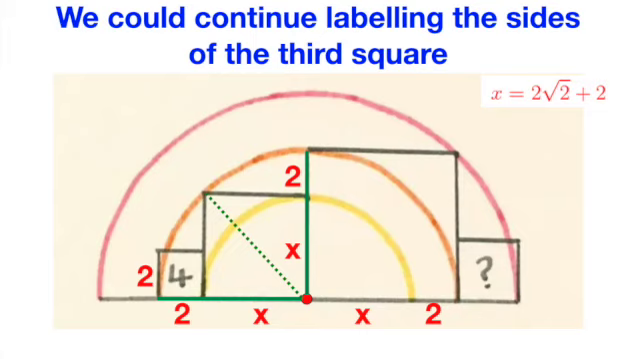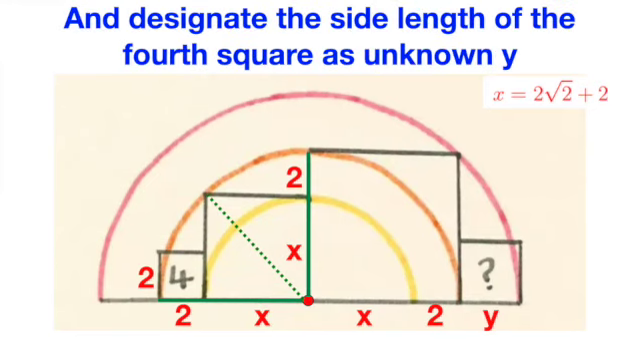We can continue labeling the side lengths of the third square, which happens to just be x plus 2, from the work we have done previously. Since we are seeking the area of the final square, it also makes sense to label it as an unknown. We will let it be y in this case, for the side length of the final square. Can you foresee how we could proceed next?